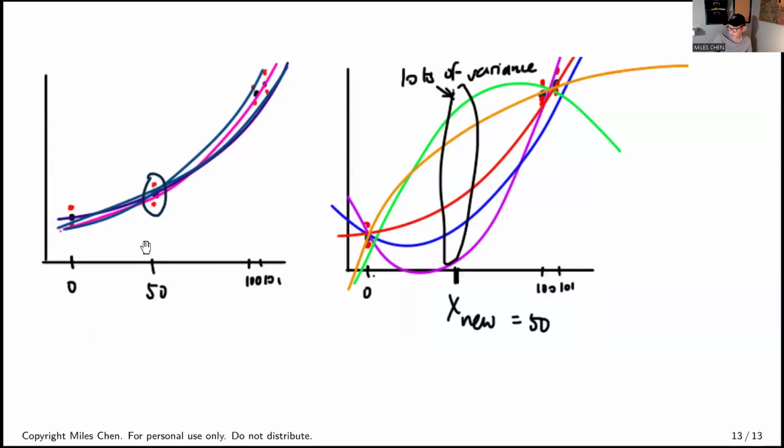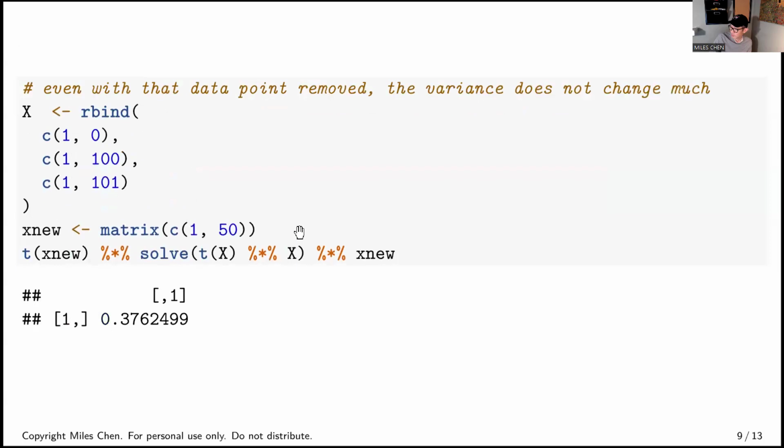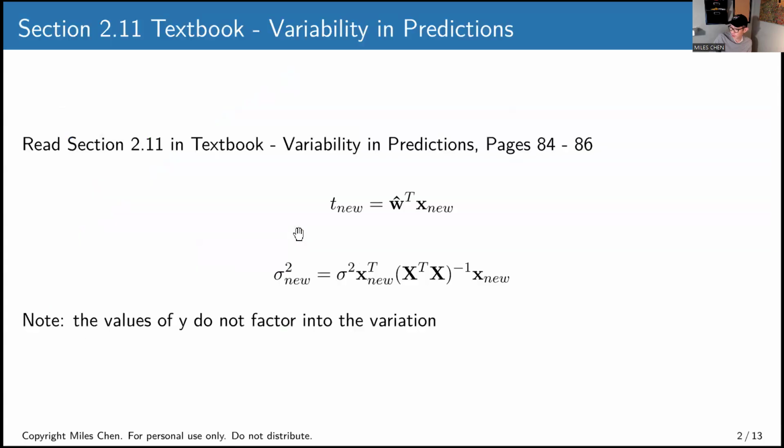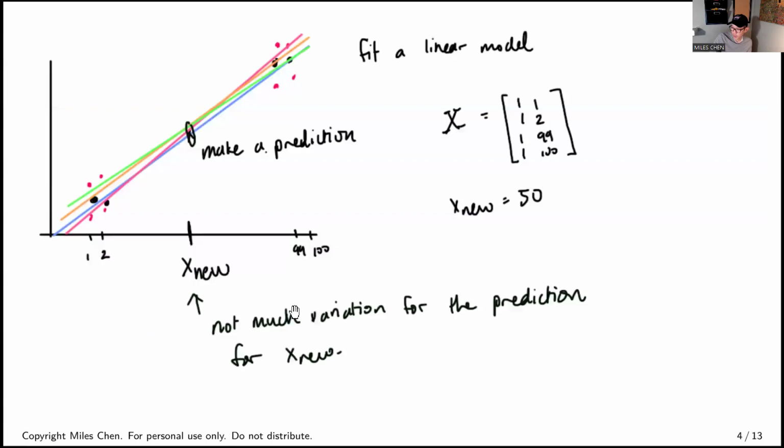My hope is that these pictures give you a little bit of insight into how taking into account the X values that you've seen and where your X new observation is will provide some information regarding how much variation there is going to be in the prediction that you make. Okay.